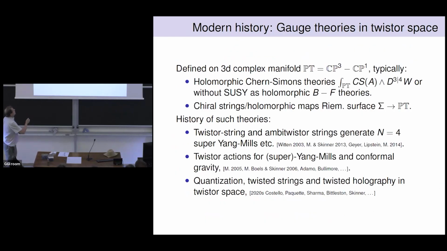Okay. So the modern history, talking about the last 20 years or so, is that we now have to set up theories in twistor space. These tend to have what's known as a holomorphic Chern-Simons form. Chern-Simons, of course, the field equations tell you that a connection is flat. Here, holomorphic Chern-Simons tells you you're wedging it against a holomorphic volume form on a complex manifold. So what it does is it tells you your connection is holomorphic.